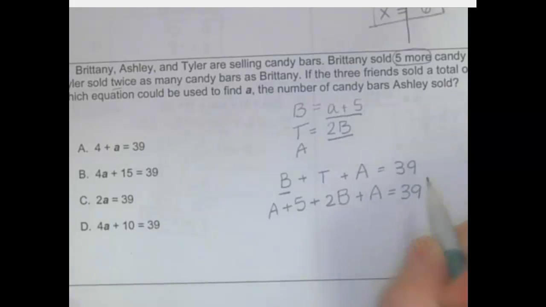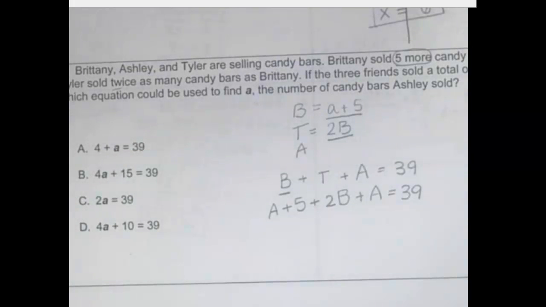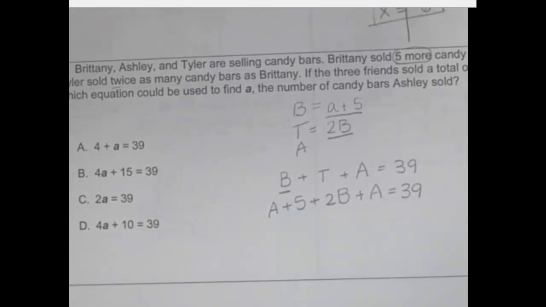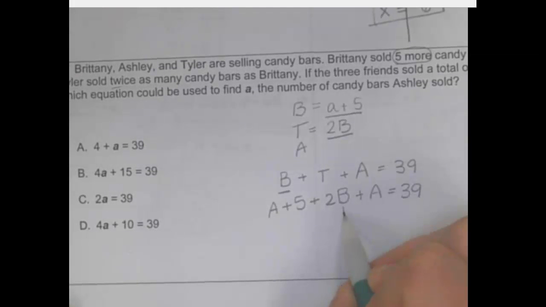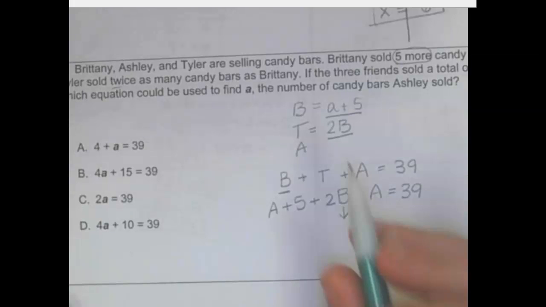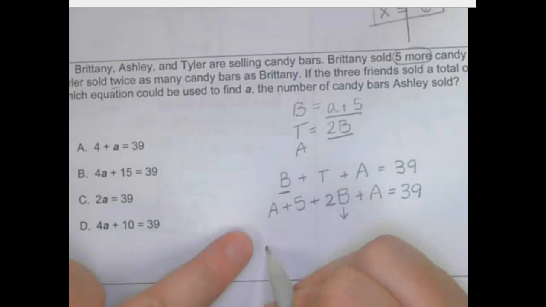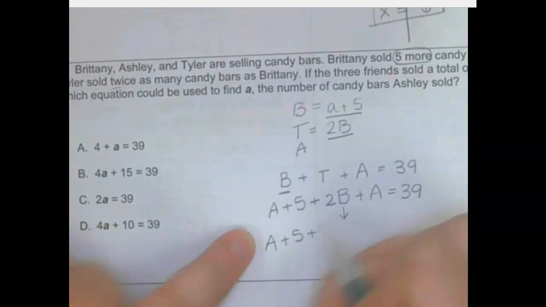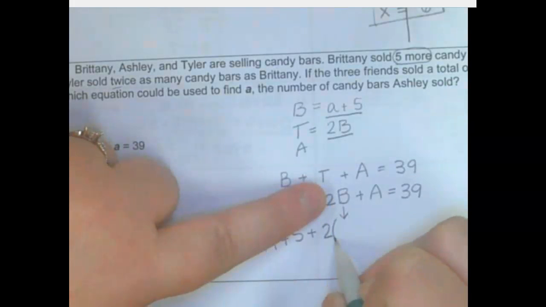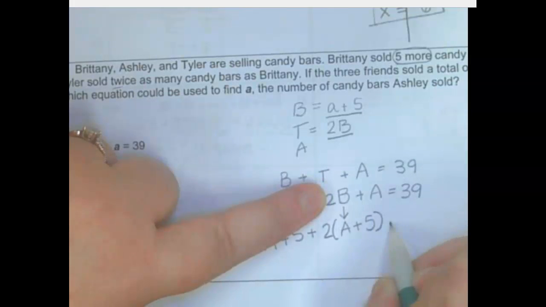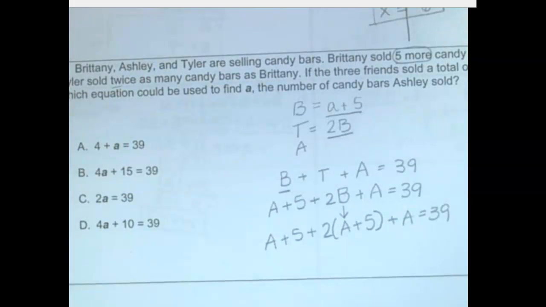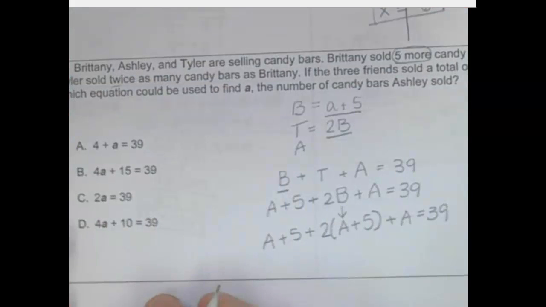Alright, so do I want 2 variables? What do I know about Brittany, though? Five more than Ashley. So can't I replace this B also with A plus 5? So I have A plus 5 for my Brittany. I'm going to replace this B with 2 times my B, which is A plus 5, plus Ashley, equals 39. So all of my B's could be replaced with A plus 5.